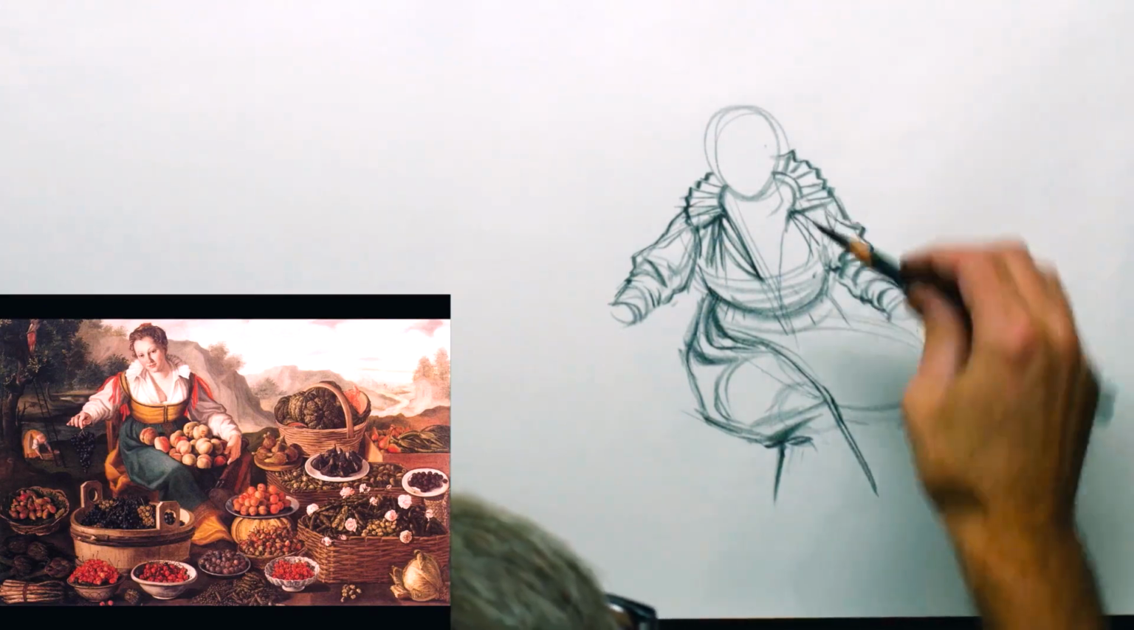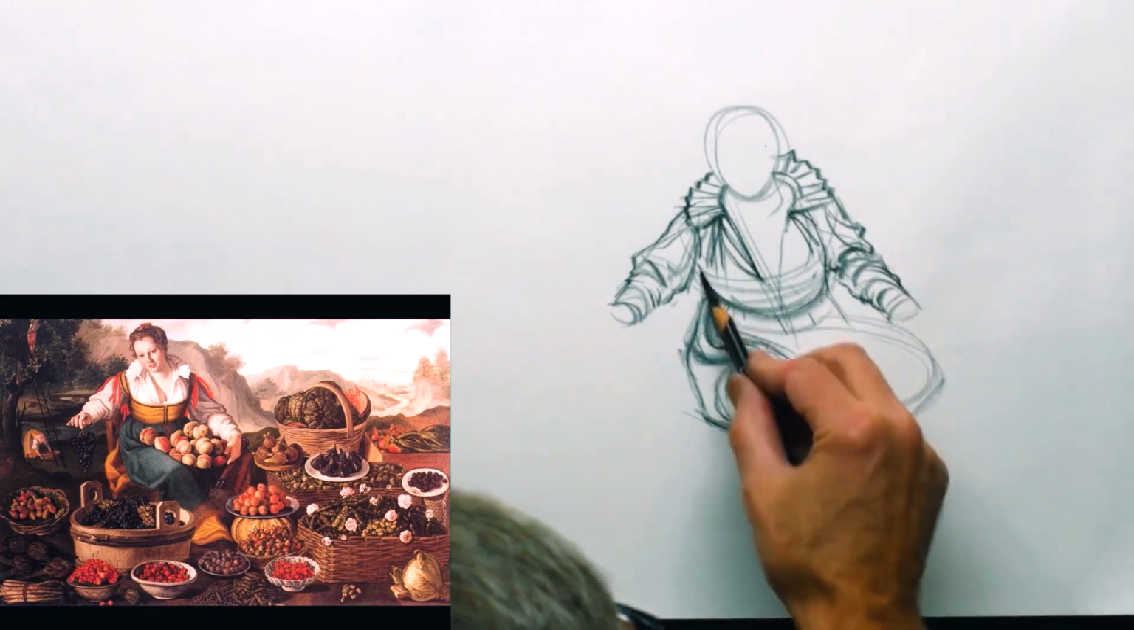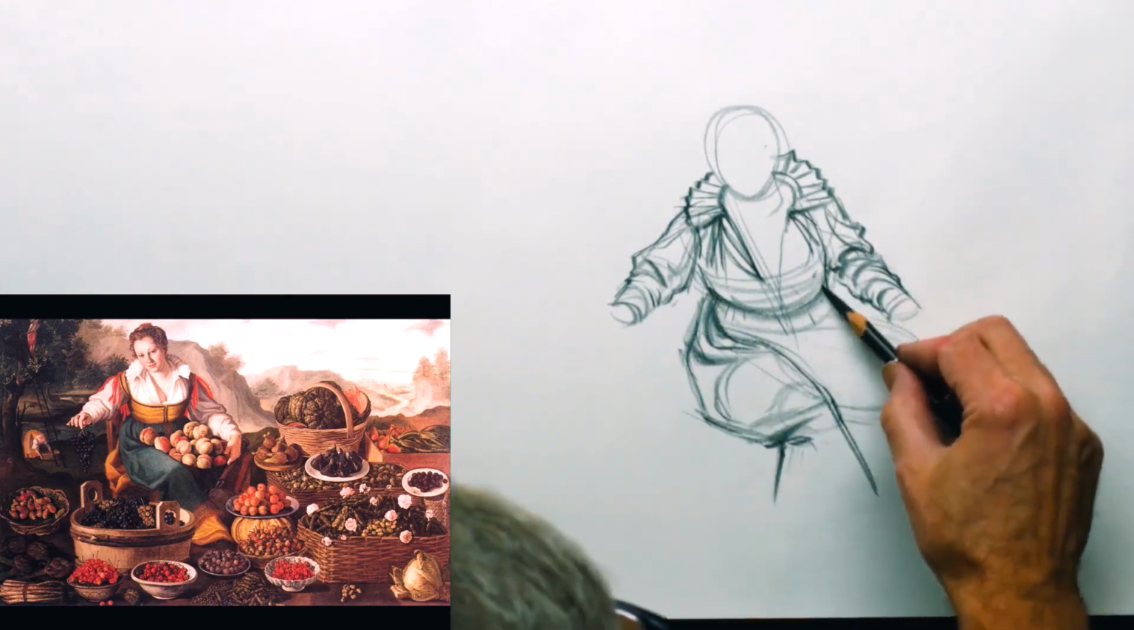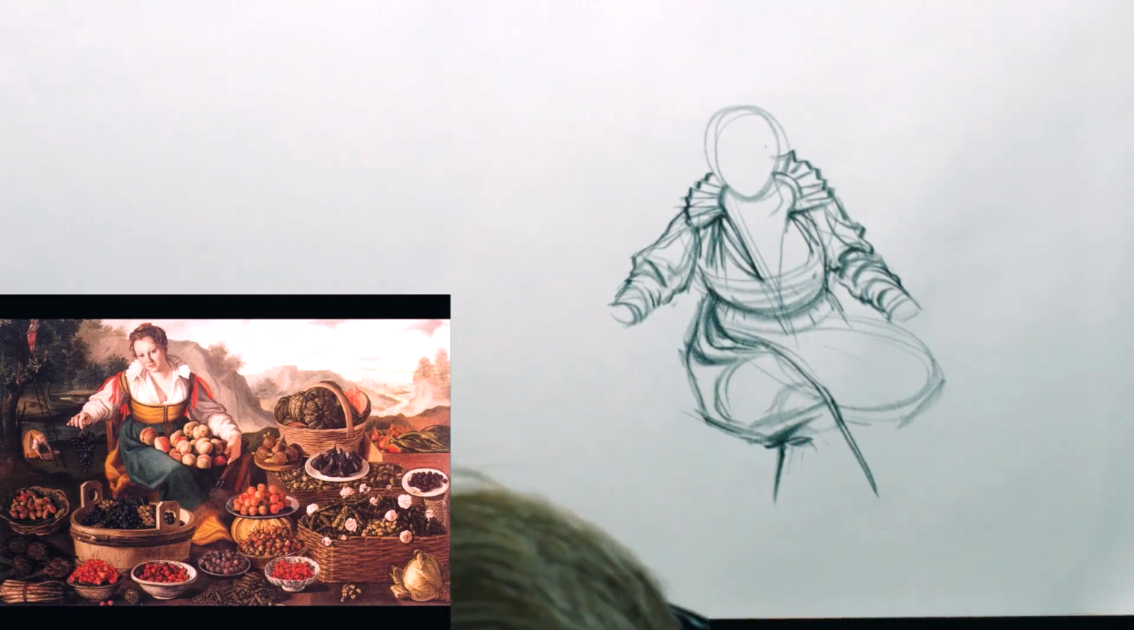Okay. So these are the three different kinds of folds that are all occurring within this one figure, and it depends on how they're sitting and so on, that you're going to get these types of movement in here.